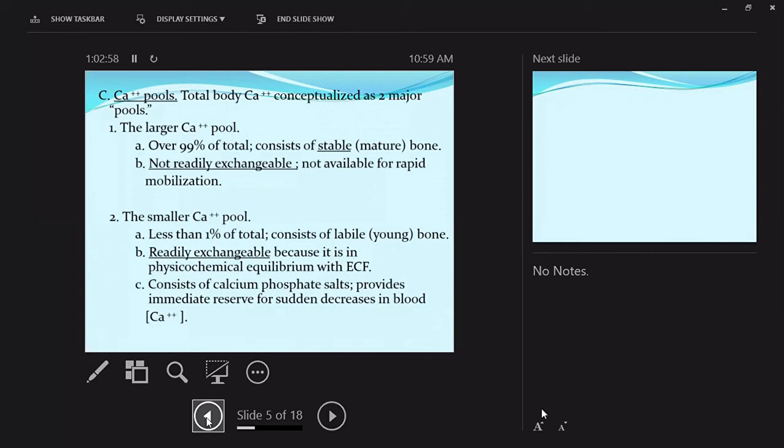The phosphates, on the other hand, all phosphates is absorbed in the blood from the gut, from the intestines, and they are all excreted in the urine.